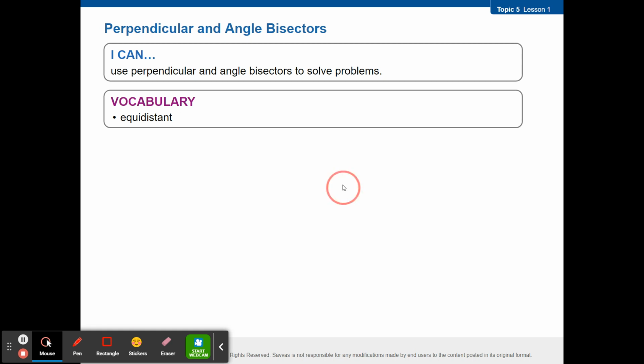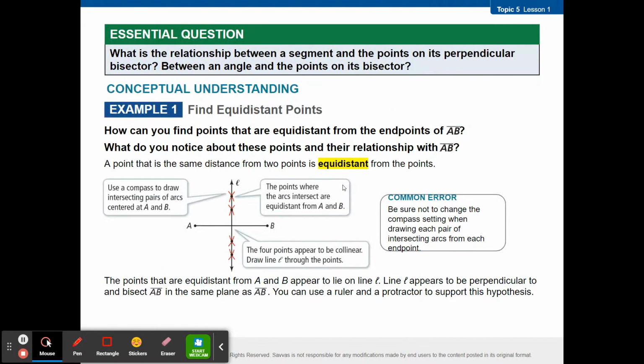Okay, we're not doing the model and discuss. All right, so our essential question: what is the relationship between a segment and the points on its perpendicular bisector, between an angle and the points on its bisector? Okay, so it says find equidistant points. What it's saying here is how can you find points that are equidistant from the endpoints of AB? All right, what do you notice about these points and their relationship with AB?